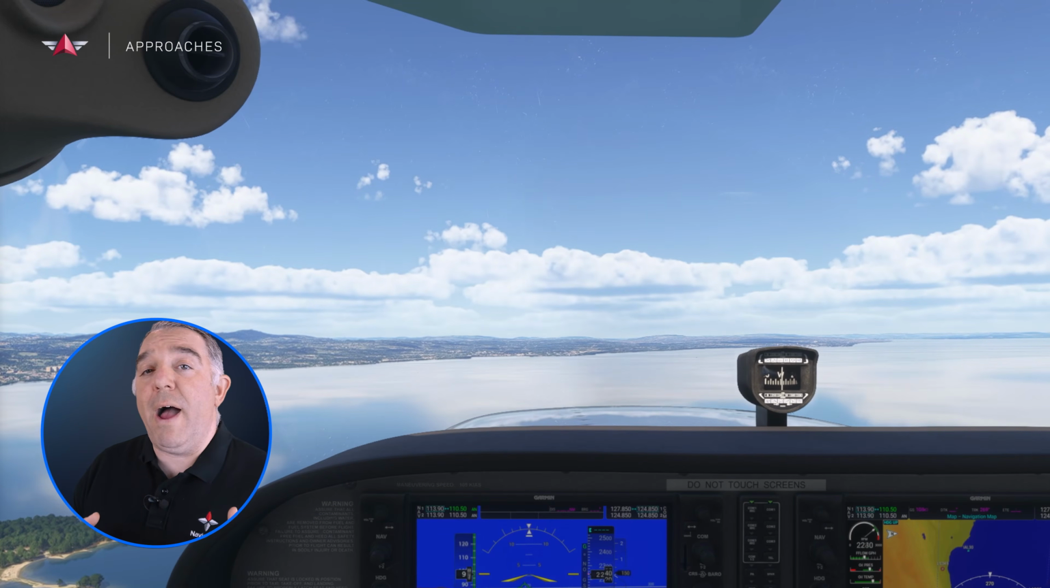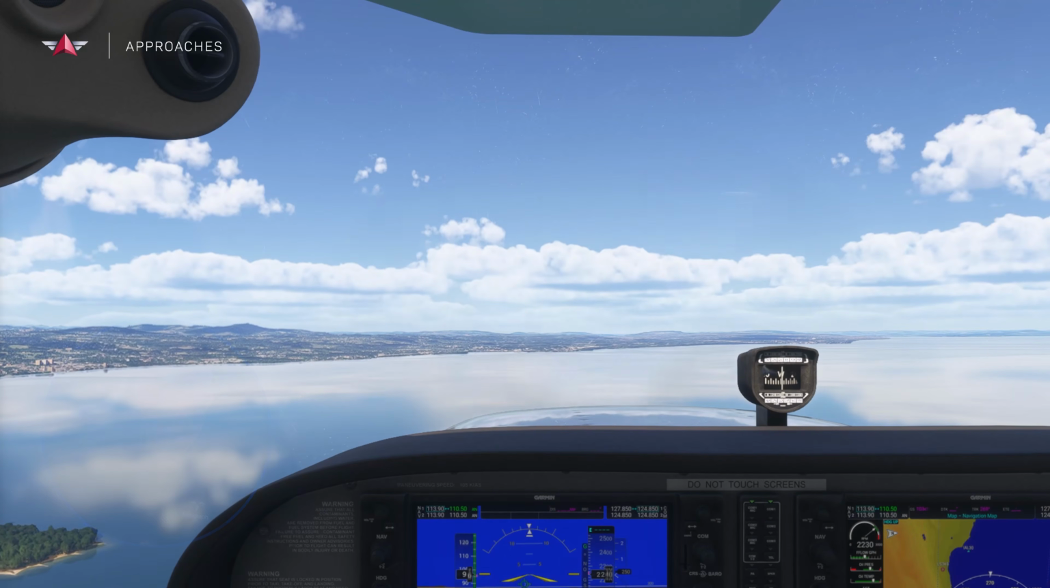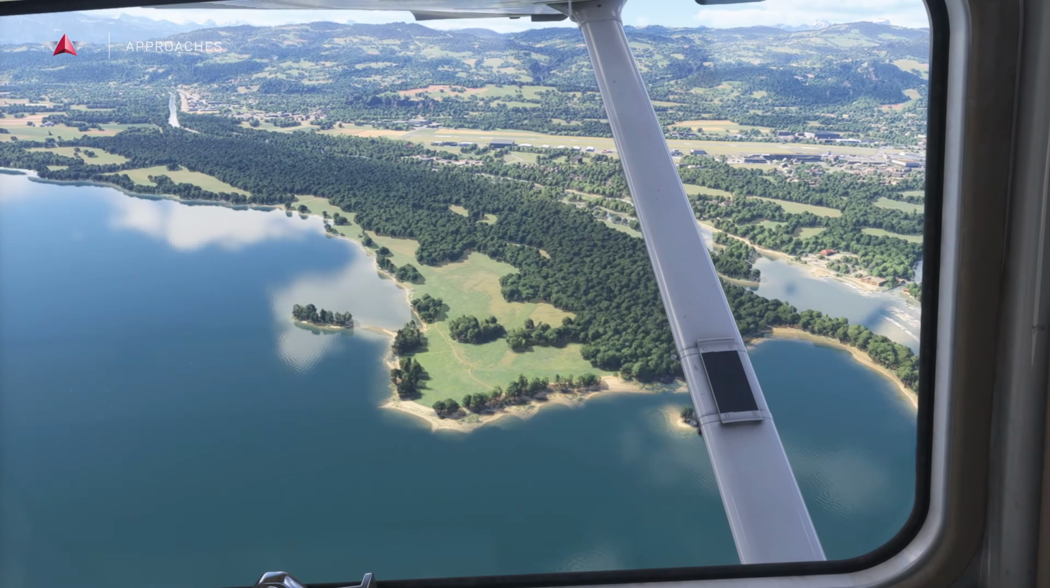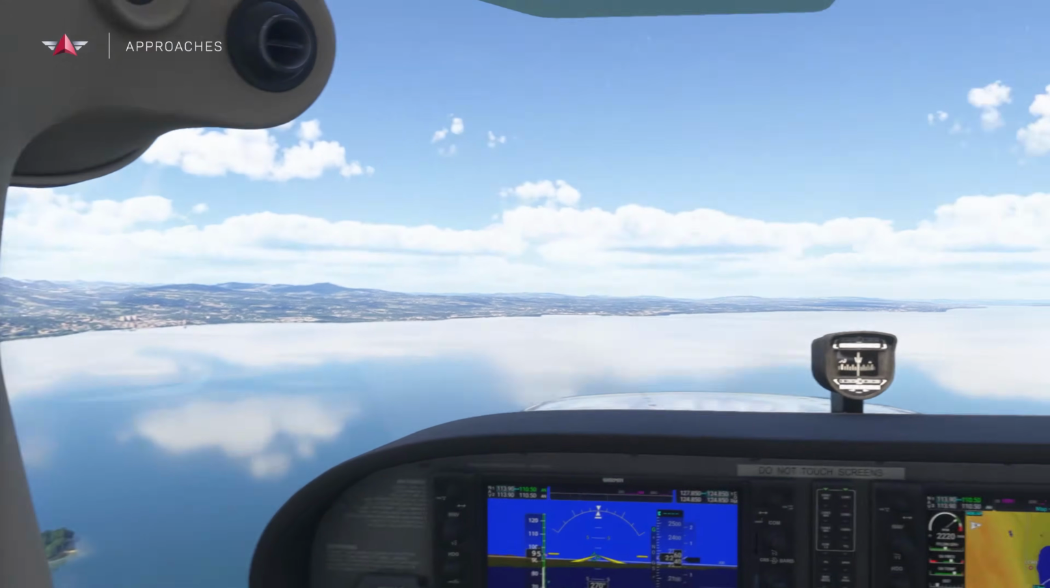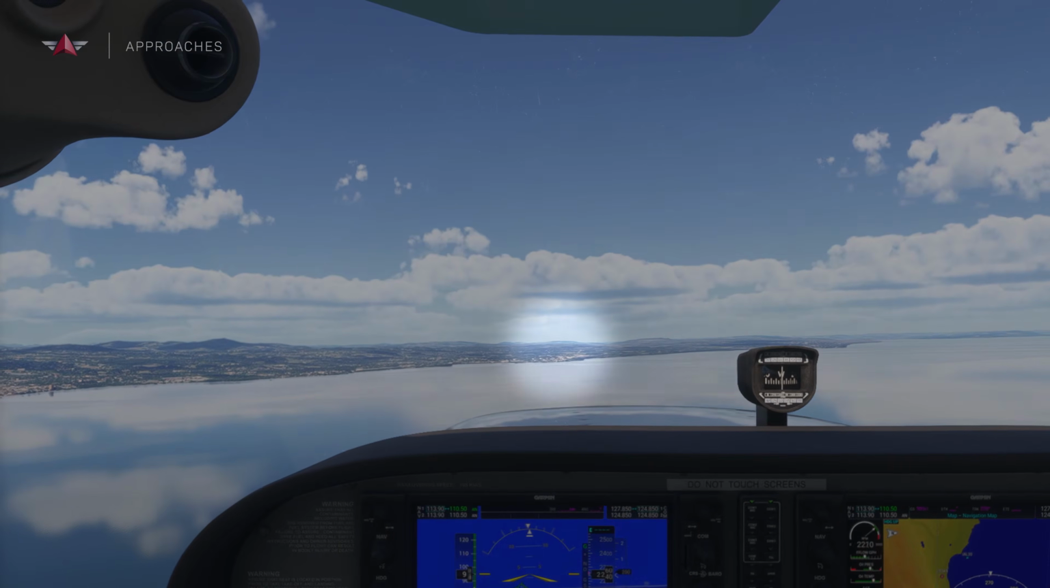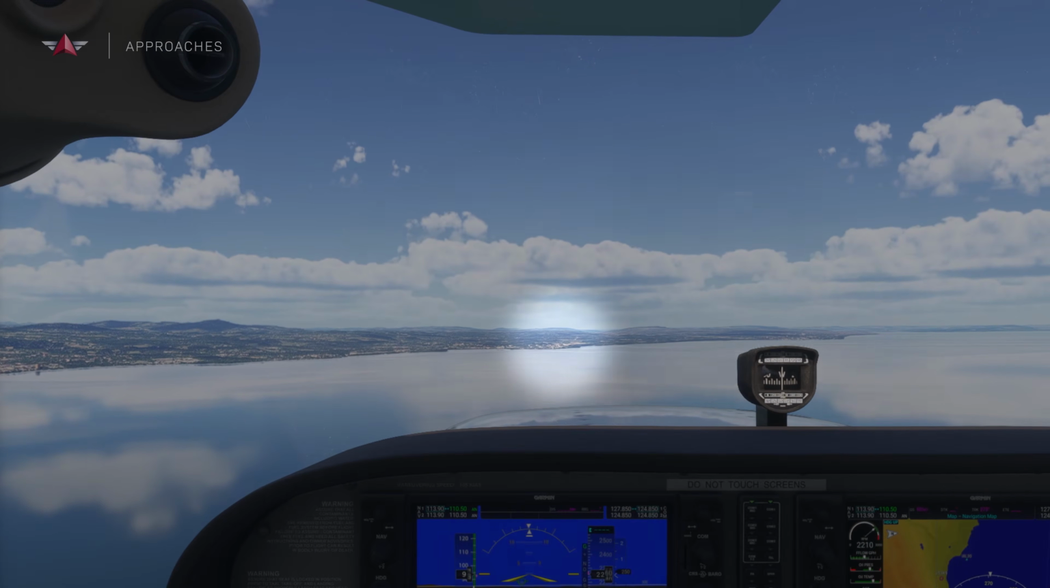Let me talk you through how to fly the approach in the plane. Here we are on downwind. We are just coming up on our beam point. I return our eyes forward and keep our eyes on our landmark, continuing parallel to the runway.